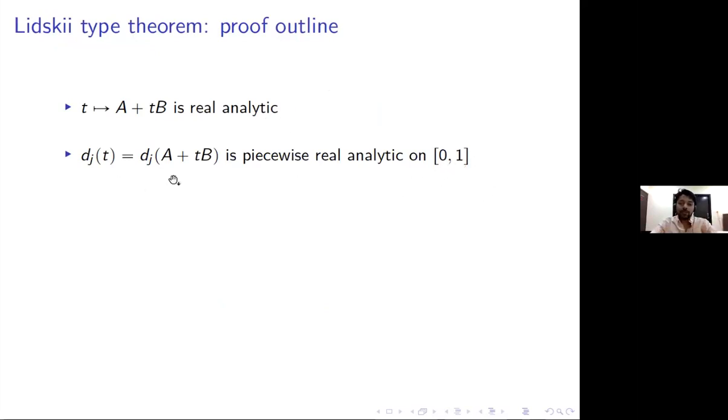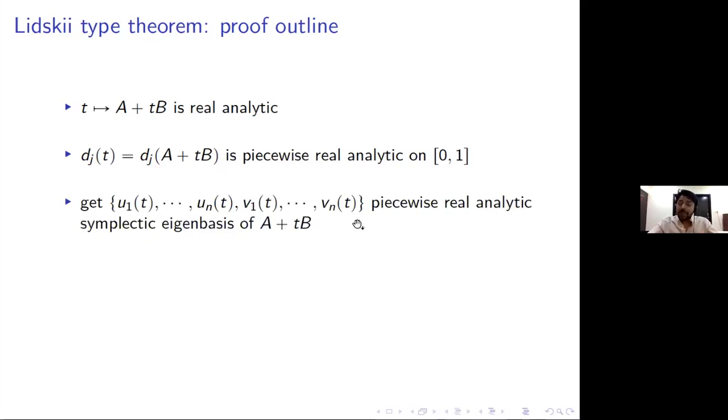Remember, this map is real analytic on any open interval you take. So in particular, we can conclude from our analysis that this map is piecewise real analytic on the closed interval [0, 1]. And as a result of our analysis, we also get 2n vector-valued maps, which are piecewise real analytic and evaluated at t. This set forms a symplectic eigenbasis corresponding to A plus tB.